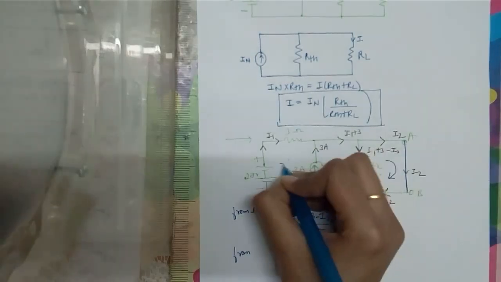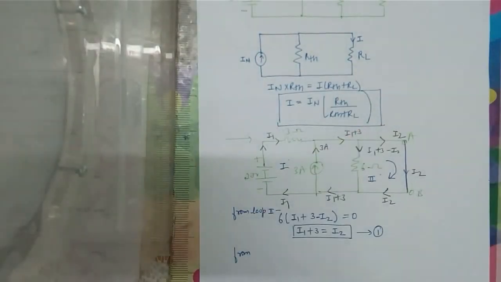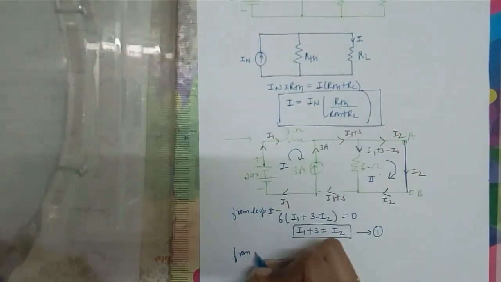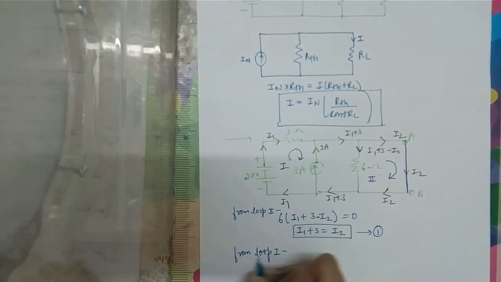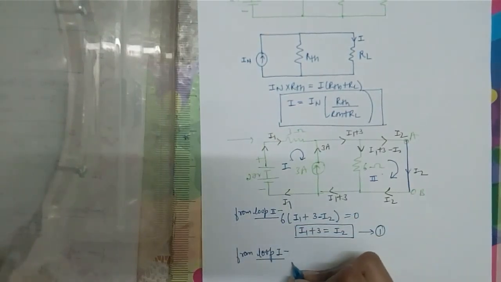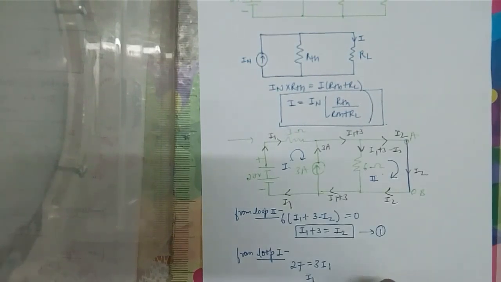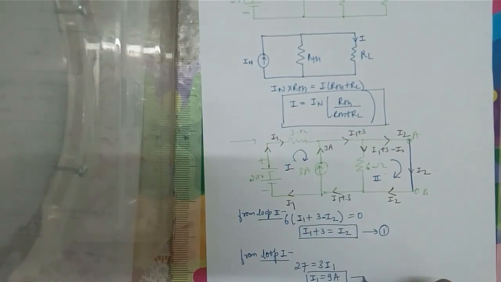Now let this be the first one, and over here also considering this is the direction, the flow of current. From loop 1 we get 27 is equal to 3I1. That's it, because there's no other resistance there. So we get I1 is equal to 9 amperes. So this being the second quantity that we have derived over here.